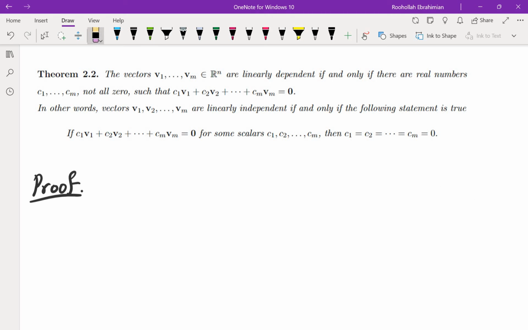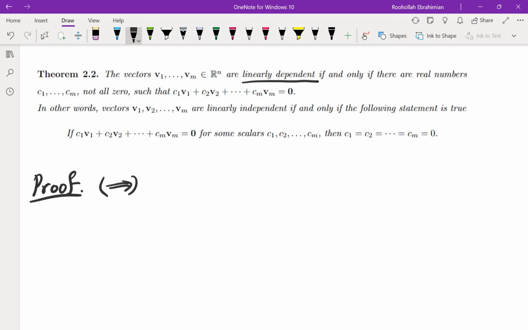Okay, so it's an if and only if theorem. We will have to prove two different things. First, we are going to assume that they are linearly dependent, and then we're going to show that there are c1 through cm such that this is 0. Okay, so they're linearly dependent. What does that mean? It means one of them can be written as a linear combination of the others.